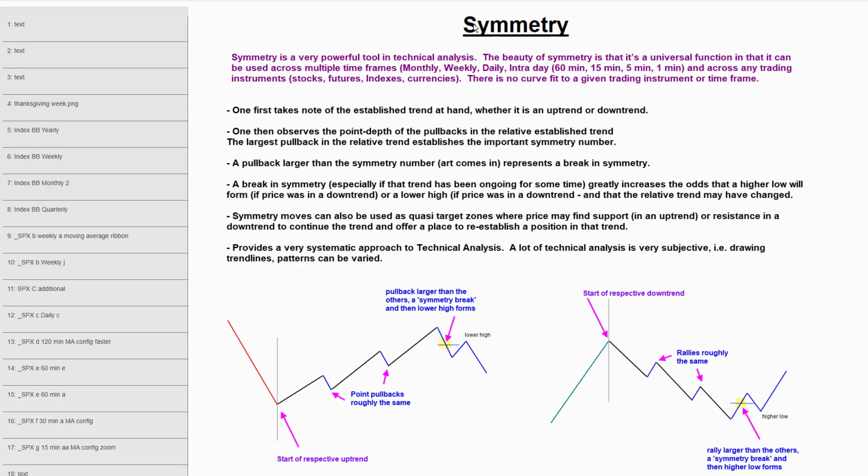Next, chart 73. So this is right up on symmetry that I did a video on. It talks about everything here. I'm not going to go on it, but again, you look at your uptrend or your downtrend. When you get a largest rally in your downtrend, you expect a higher low. Same for your uptrend. When you get a largest pullback in the uptrend, you then expect a lower high. Symmetry is very powerful. Systematic approach. Use it, guys.